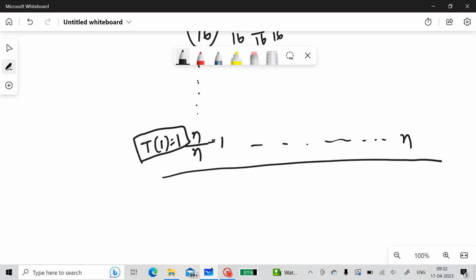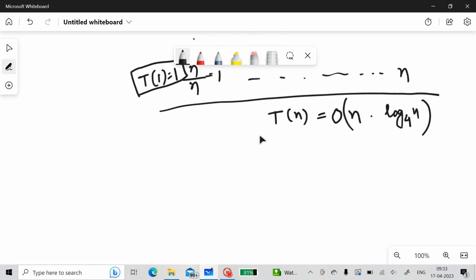So the whole time complexity will be n at each level times the number of levels. How many levels do you have? Log n base 4. So this will be the overall time complexity of this algorithm. This is how you can solve using the recursion tree method. There is one more way you can use the recursion tree and solve this recurrence. I'll tell that for reference also.